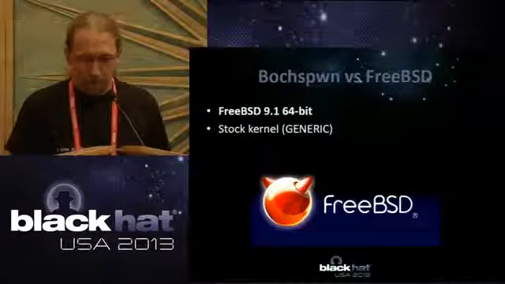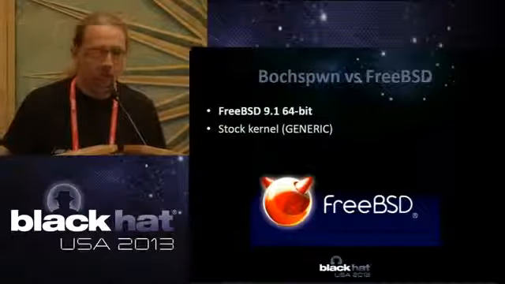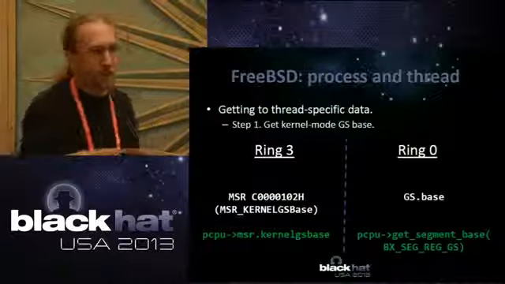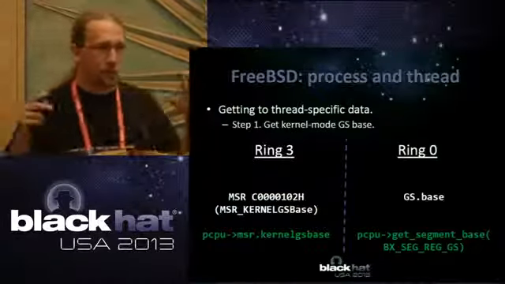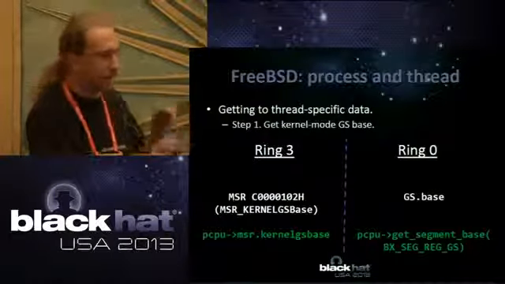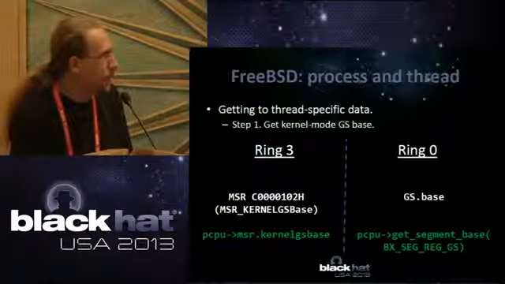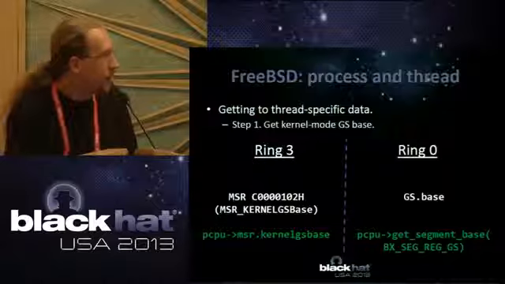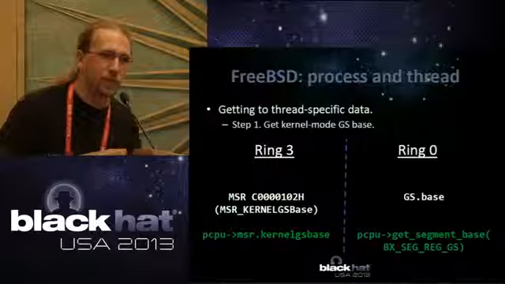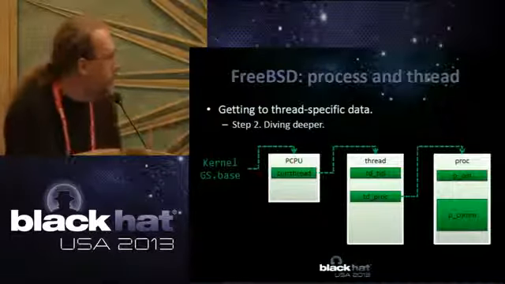So, FreeBSD. We used 9.1, the 64-bit generic kernel. Again, when you instrument, you have exactly the same thing. You need to handle both getting the information about threads and whether the event is from user mode or kernel mode. In this case we use gs.base for getting the thread information. You can read it either directly from the register in ring 0 or just read it from the MSR that is used by the swapgs instruction. Once you have it, you traverse down.